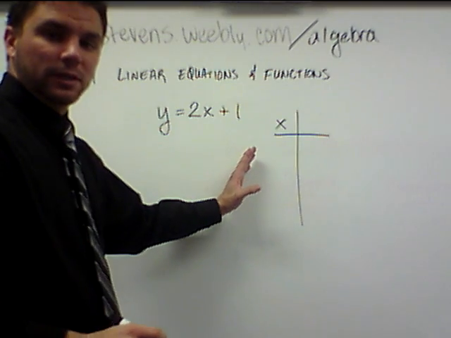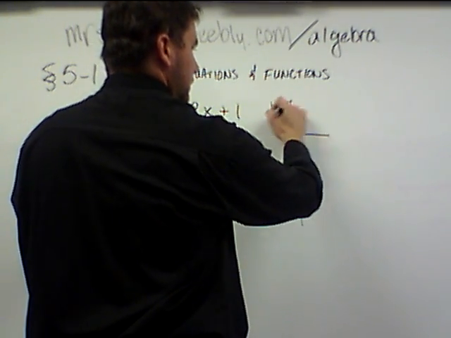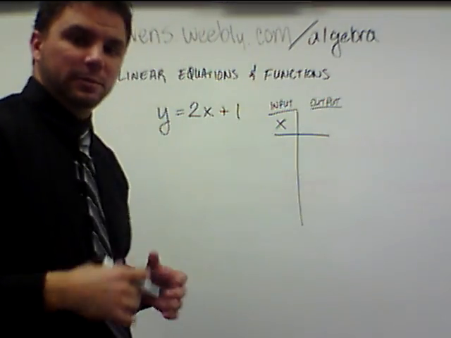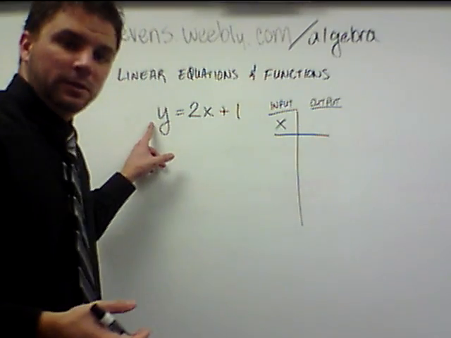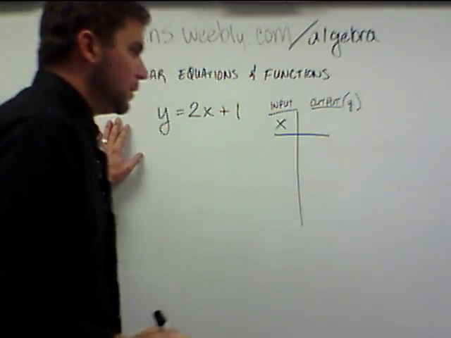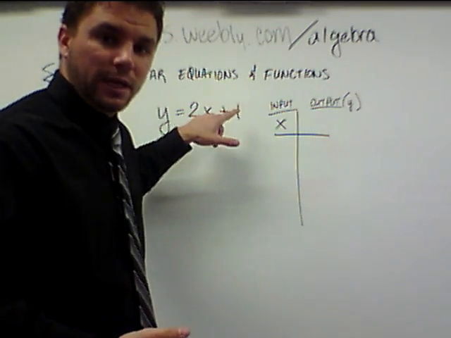My x will be on the left, so this is my input. The right is going to be the output. That's going to be my answer. So that will end up being the value of y. Well, in order to get y in this problem, I need to take 2x and add 1 to it.